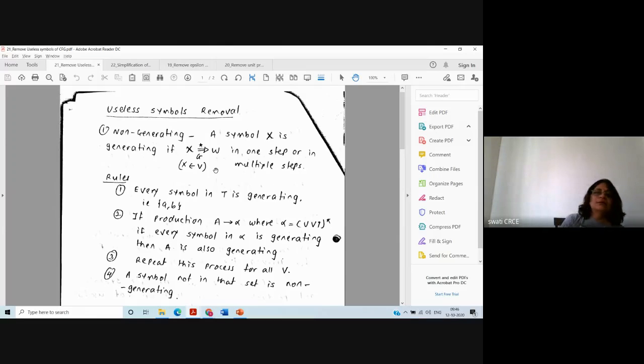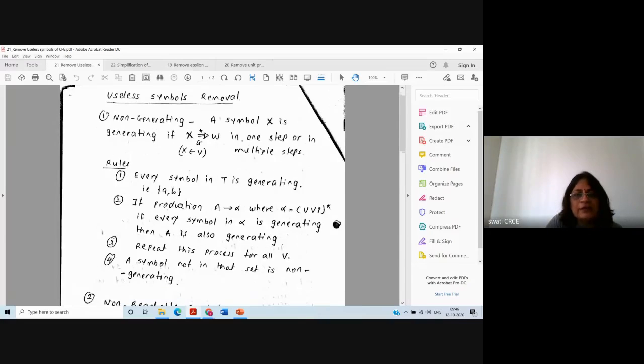Okay, I think I'm making it complicated. I'm just repeating again. Non-generating symbols and generating symbols, they belong to capital V. They are capital letters. Generating symbols from V are the symbols which are generating the strings of the language, means the words of the language. So the variables which are generating the words of the language are called generating symbols, and the remaining symbols will be non-generating. Okay, so what are the rules here?